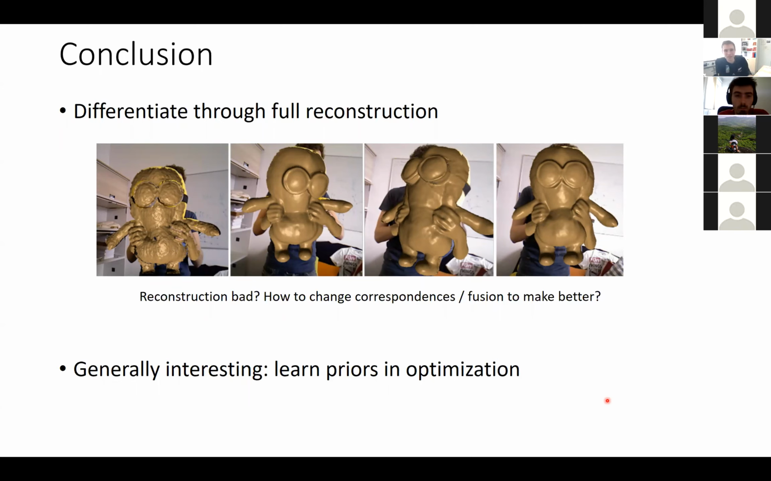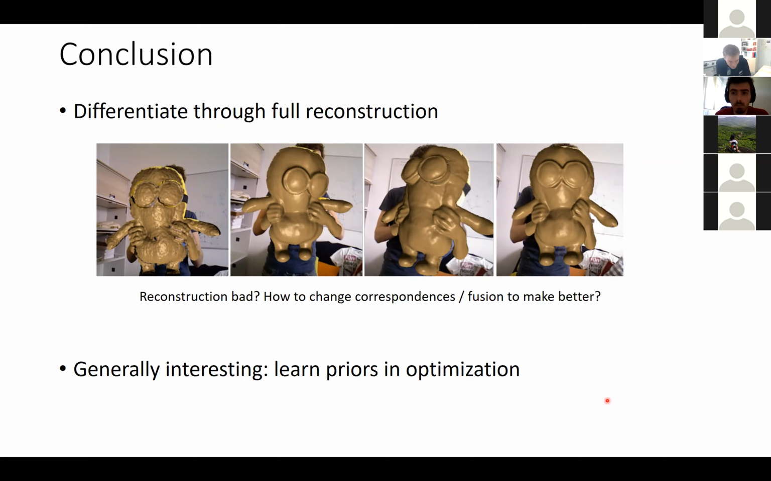Something like this. What we're doing right now is only looking at the tracking, but not at the reconstruction itself yet. And eventually you want to figure out how we need to change correspondences and fuse data to make things better, right? Generally, I think it's also interesting to learn priors in optimization. We're learning priors for non-rigid, right? That's one part. But I think this could be done for many other things too. This is just a single thing here.